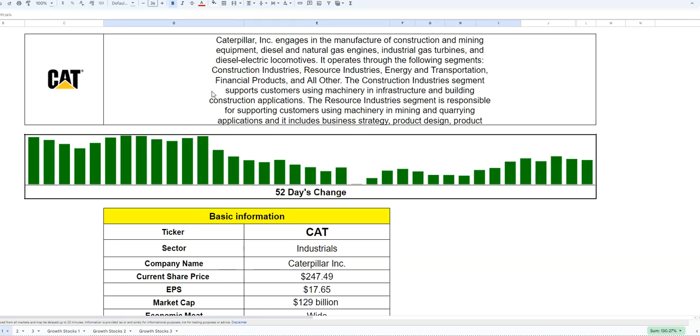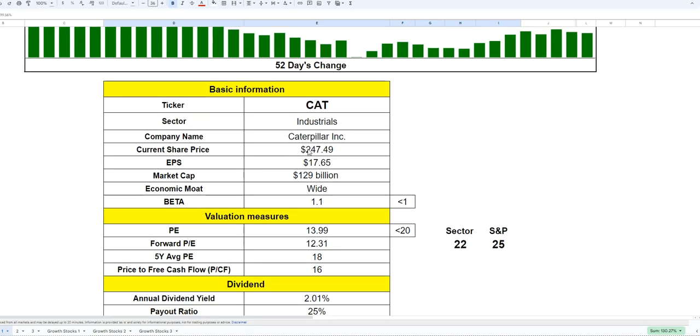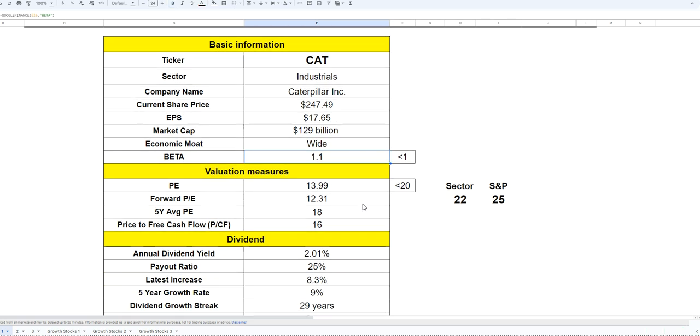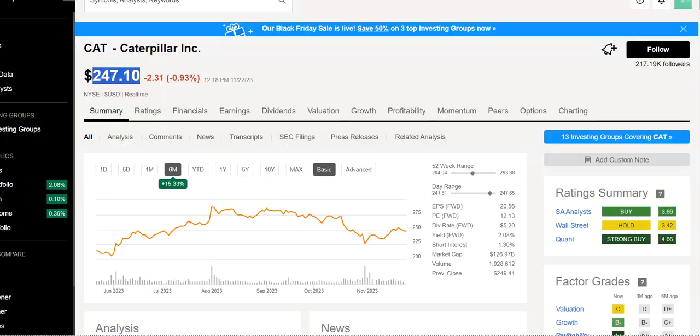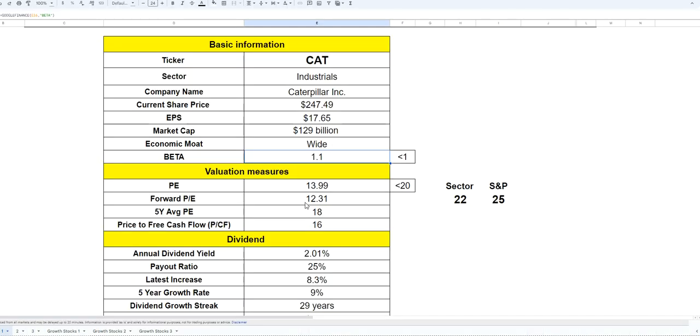Let's have a look at the financials of this company. Like I said, it's in the industrial sector, currently at $247 per share in terms of the stock price. EPS is $17.65. Market cap of $129 billion. It has a wide economic moat and beta is slightly above 1. The PE right now is about 14 and the forward PE is about 12.3. So that's about 12 right now.